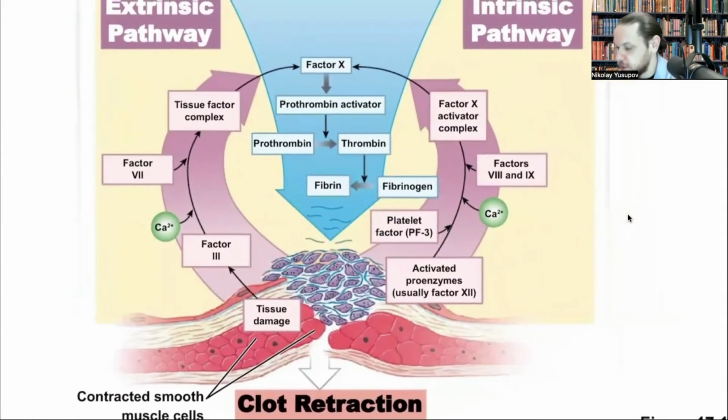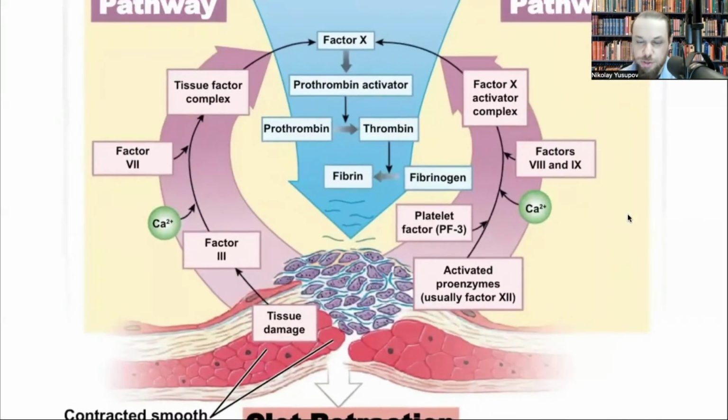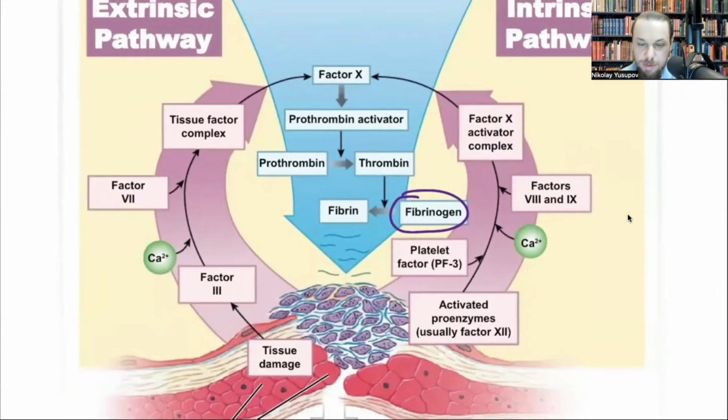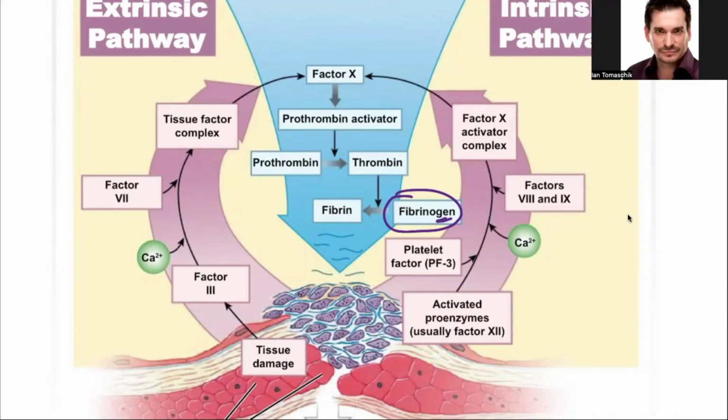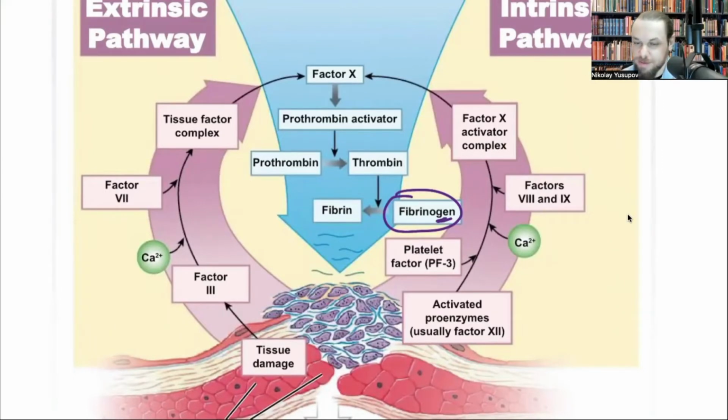So here we see the clot formation. You guys remember in the renal chapter I was talking about angiotensinogen, and here we have fibrinogen. So what's so special about these GEN? You guys remember? What's so special about this one? You have fibrinogen, you have angiotensinogen, you have pepsinogen. Something to do with the proteins? Yeah, but what specifically?